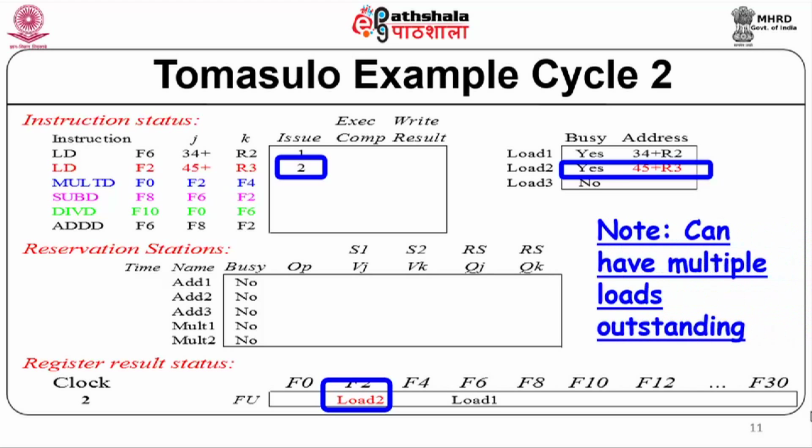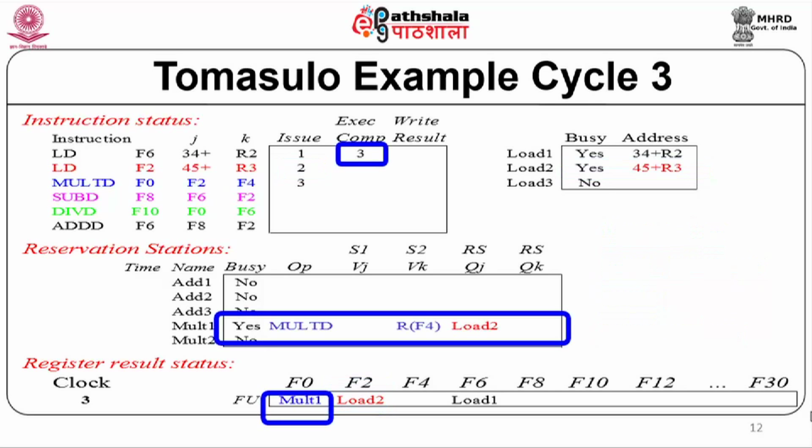Now, during clock cycle 3, you will have to issue the next instruction. But one observation that you can make here is we have issued 2 load instructions. You can have multiple load instructions outstanding, because you have multiple load buffers. In case you have 3 load buffers, you can actually have 3 load instructions pending. Here we have only issued 2 instructions so far.